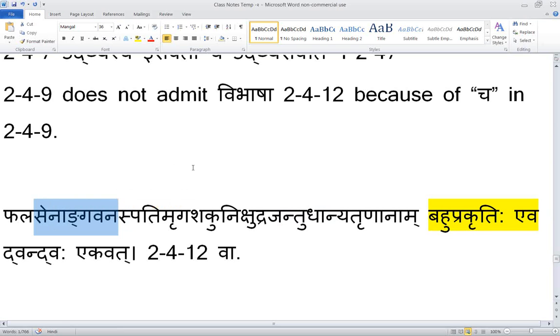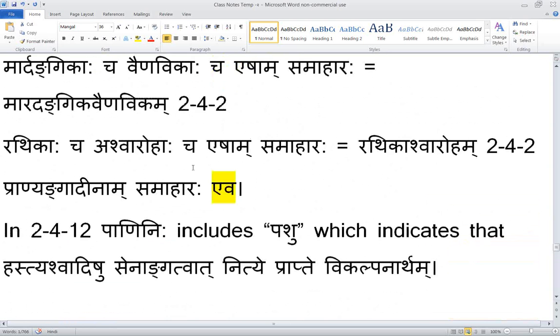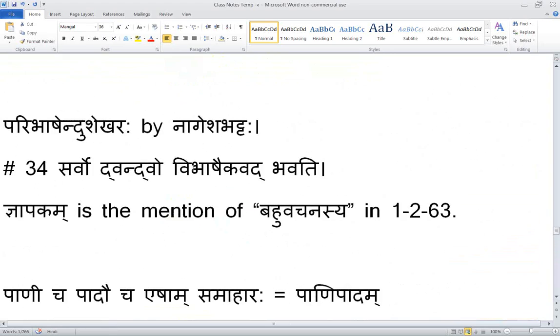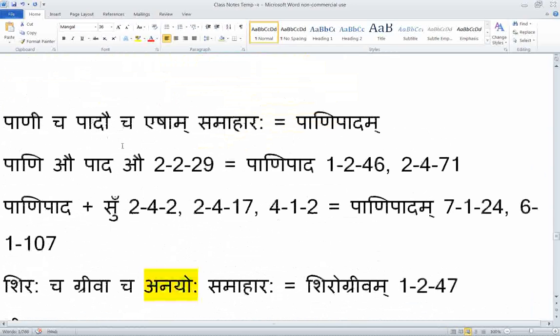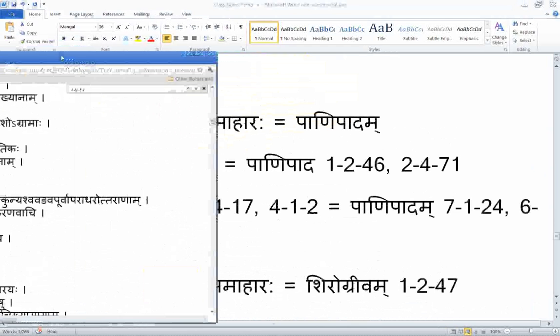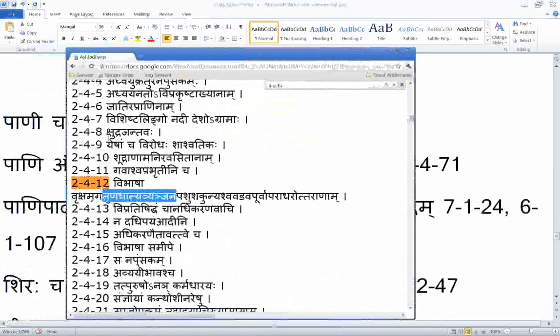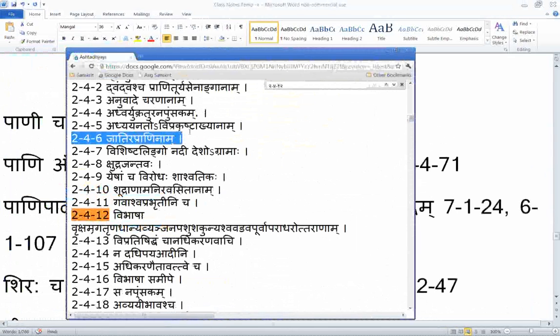So we finished in the last class this time. I wanted to give a review because it's a complicated topic. So we just want to go over it one more time. Can you imagine how many complications there are? But as I said to you, one thing you want to take away from this class is the Jatira Praninam. That's the most important rule.